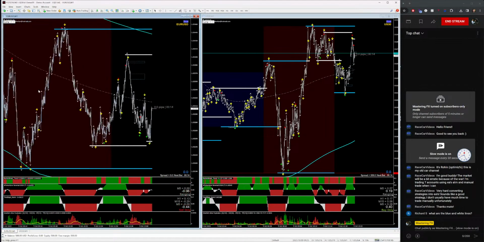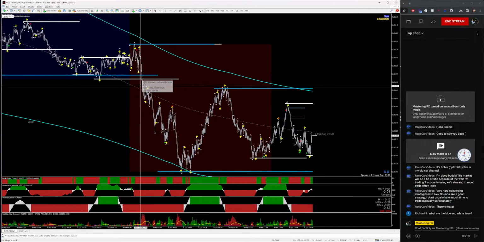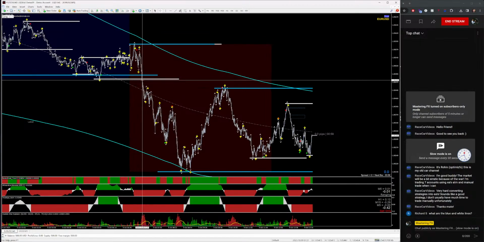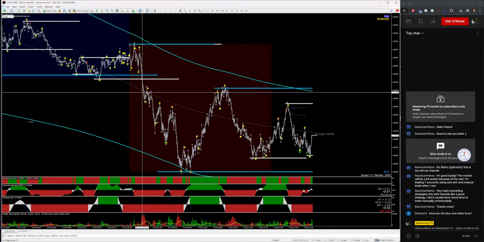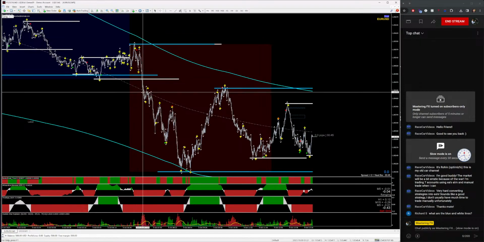But if, for example, let me zoom out here a little bit. So you can see we went underneath the Asian low here. That would have been for me a reason to look for a long. However, now we need to get into the discounted zone, my dynamic discount zone, which is underneath the middle line of the TMA band.